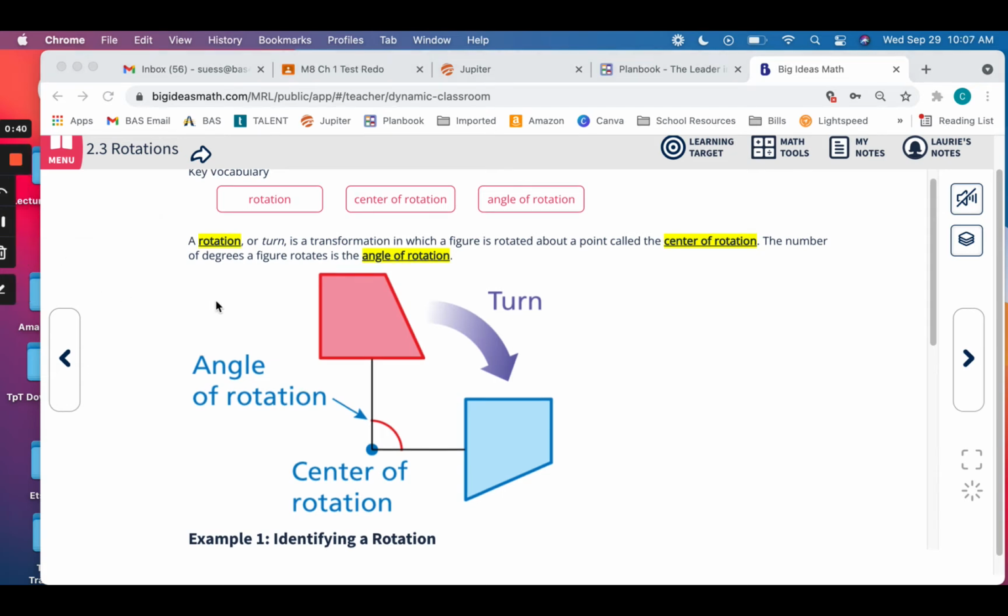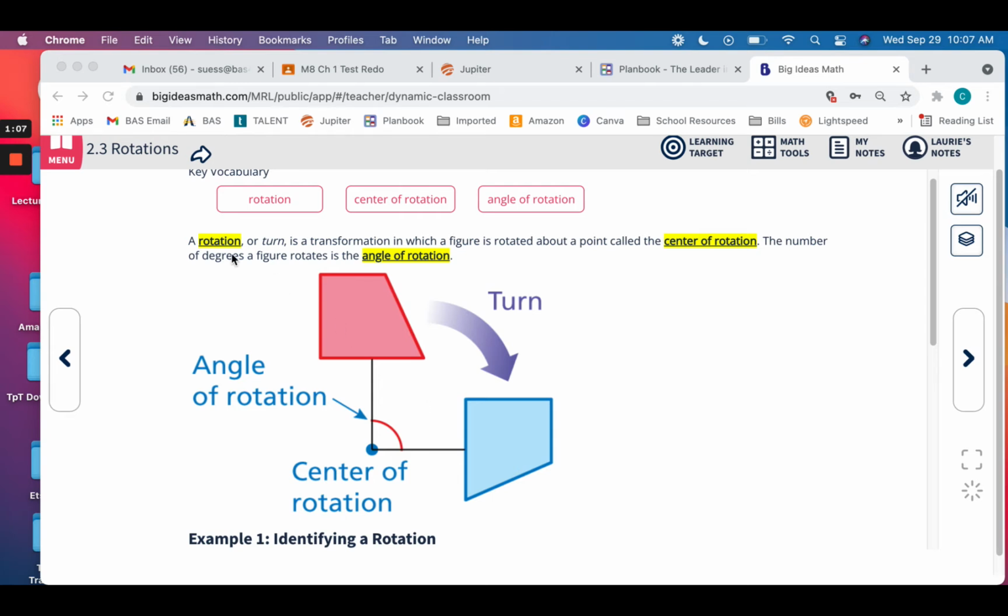All right, so a rotation is when you have a shape and you're turning it. Okay, but you're turning it around a point. Sometimes the center of rotation is going to be attached on your shape, and sometimes you'll see here it's at a different point, and you can see that if I were to mark from this corner to this corner, it angles around this center of rotation. And we're going to practice this.